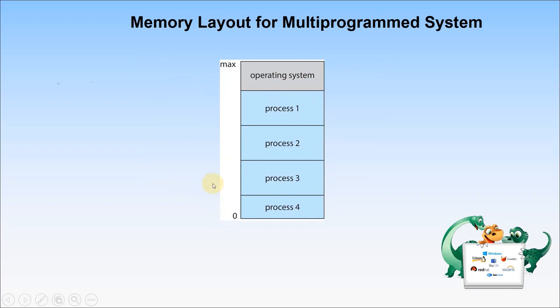Here we have a memory layout for a multi-programmed system. Several jobs are kept in the main memory at the same time, and the CPU is multiplexed among them.